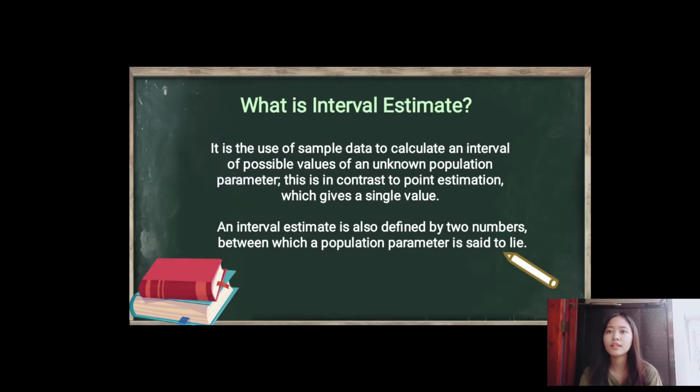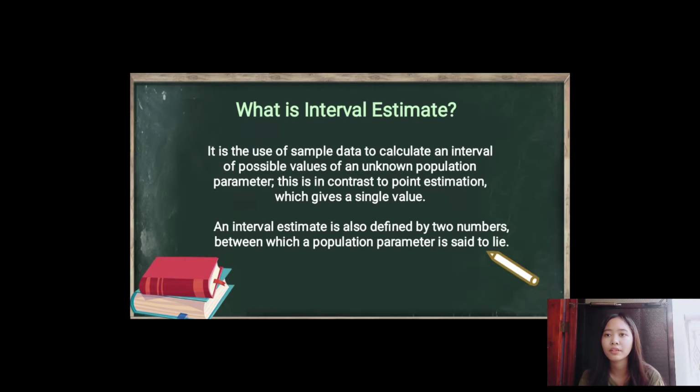What is interval estimate? It is the use of sample data to calculate an interval of possible values of an unknown population parameter. This is in contrast to point estimation, which gives a single value. An interval estimate is also defined by two numbers, between which a population parameter is said to lie.